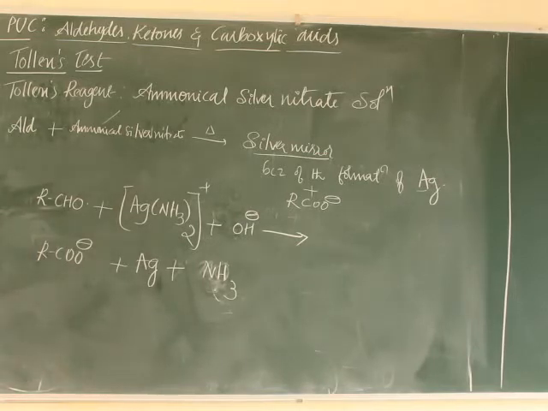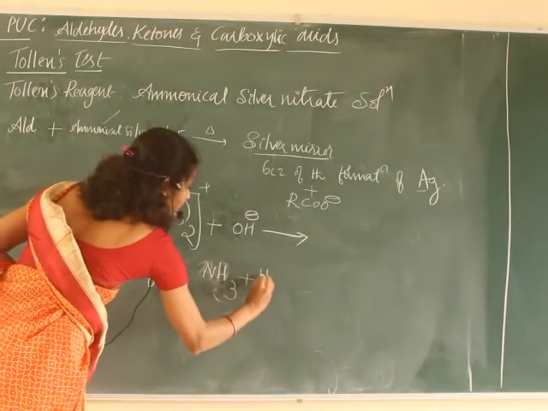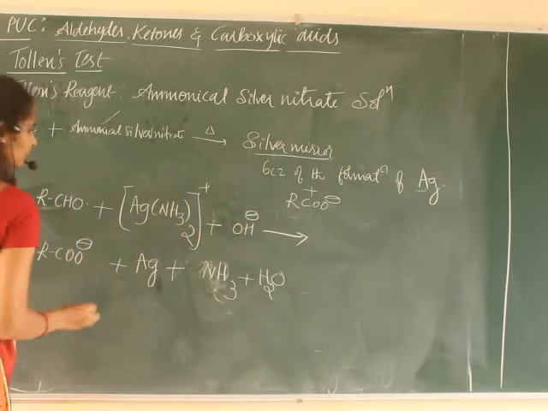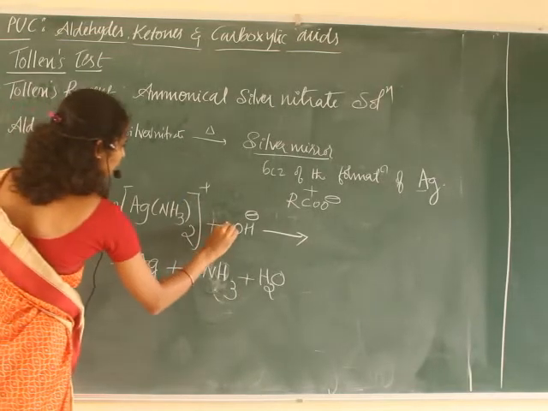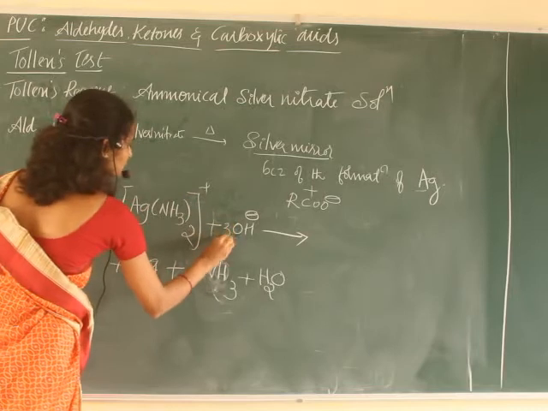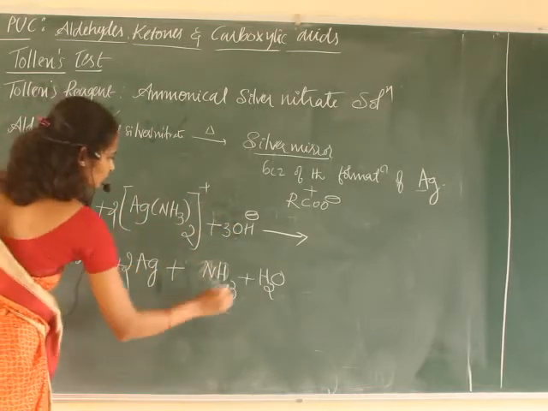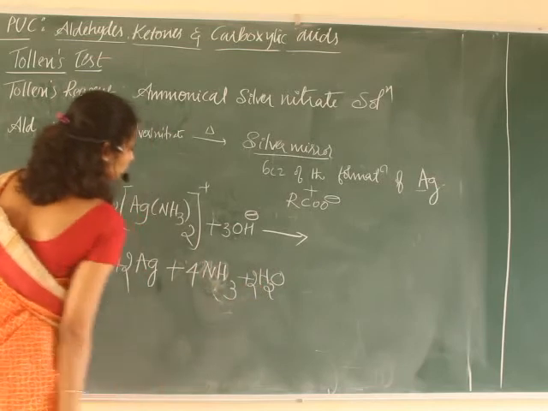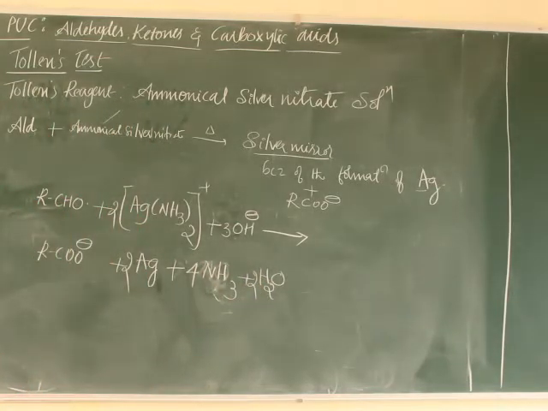And one more molecule of water. Yes, one more is water, and balance the equation. 2 molecules of this and 3 molecules, 4 molecules ammonia and 2 molecules of water. This is about the Tollens' reagent test, one of the important tests to identify the aldehyde group present in an organic compound.